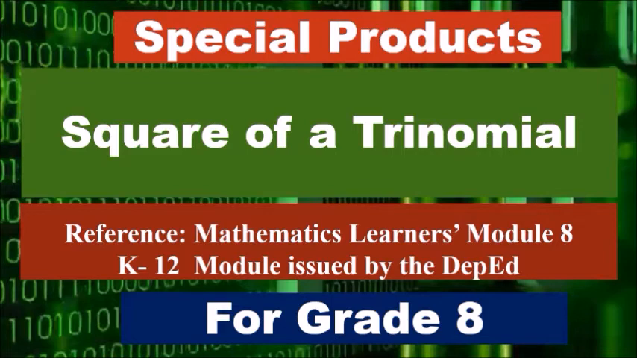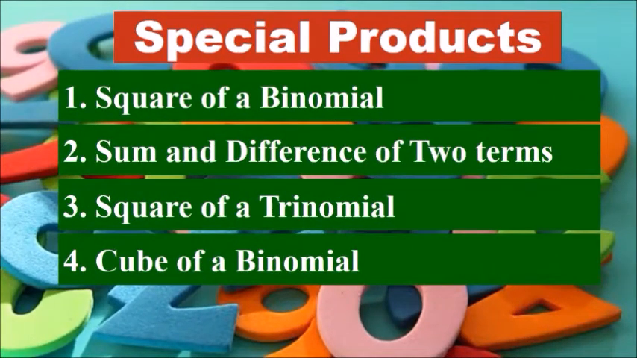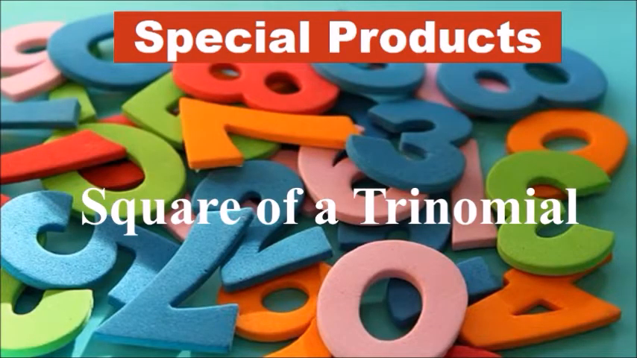Now, there are 4 types of special products. First is the square binomial. Second is sum and difference of 2 terms. Third is the square of a trinomial. Fourth is cube of a binomial. So, naituro ko na sa inyo sa mga previous videos natin yung tungkol sa square of binomial, sum and difference of 2 terms. Now, this time, ang tuturo ko sa inyo is square of a trinomial.